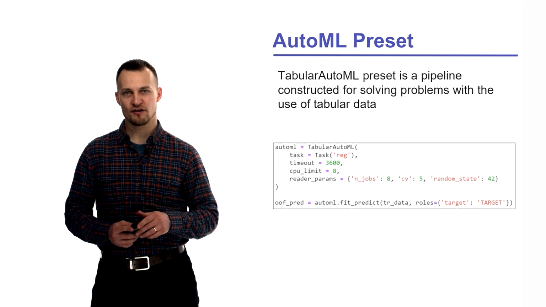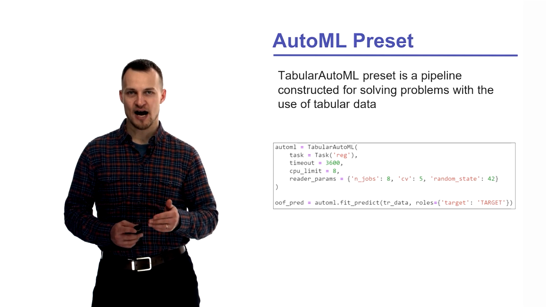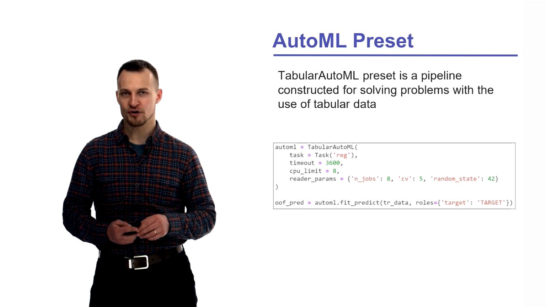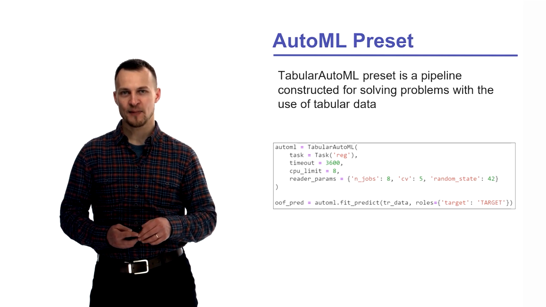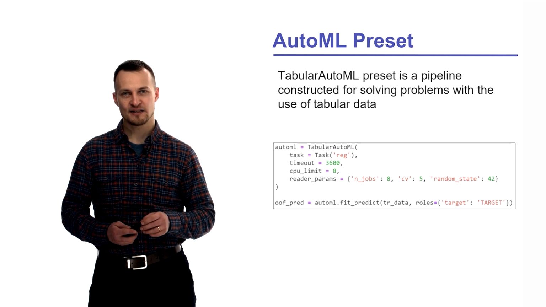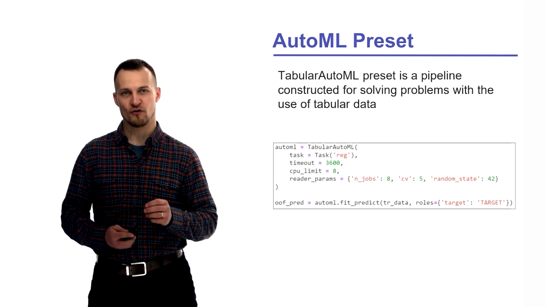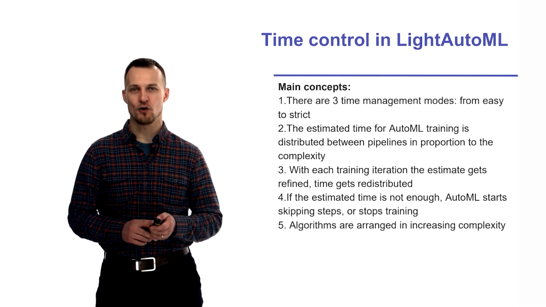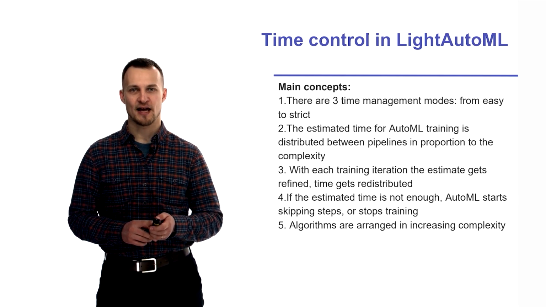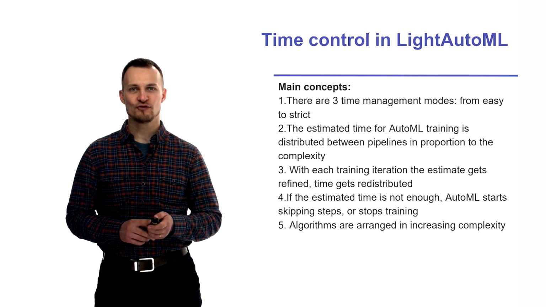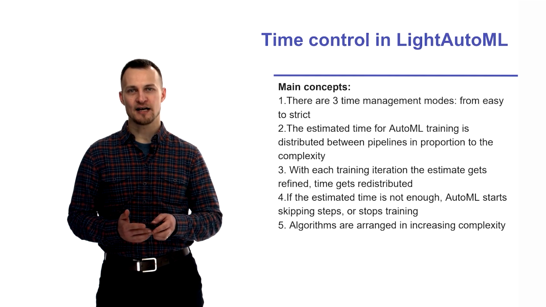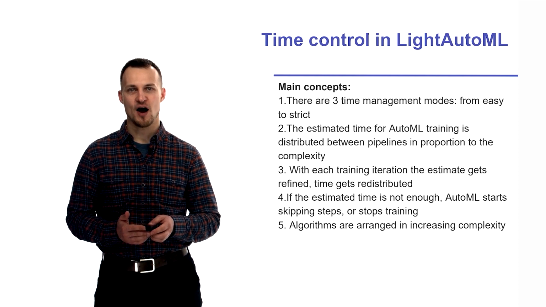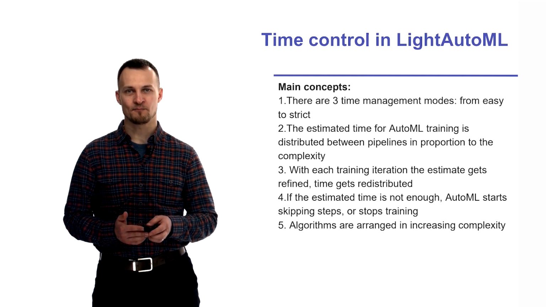After one algorithm completes, its unused time is redistributed to the rest. This means that the order in which algorithms work is important to us. Simpler algorithms go first. AutoML can operate in 3 time management modes, and you can switch between them if you want. In mode 0, AutoML does not interrupt training, only limits the optimization of hyperparameters with a lack of time.